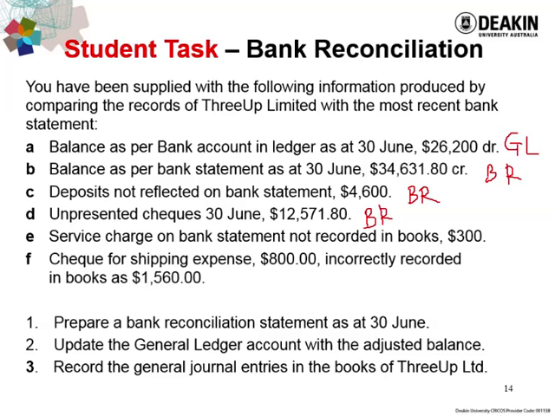Have a look at item E, service charge on bank statement not recorded in books, $300. So this will appear in general ledger. And because it is a new entry, you also need to record it in the general journal account. And finally, check for shipping expense, $800, incorrectly recorded in the books as 1,560. So in other words, you have over-recorded your expense by $760. So this error is done by the company, not the bank. This will appear in the general ledger account as well as general journal.